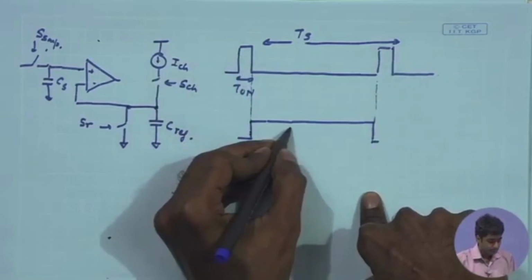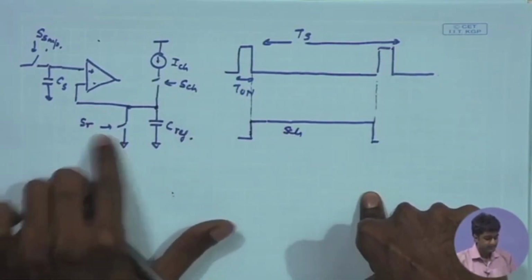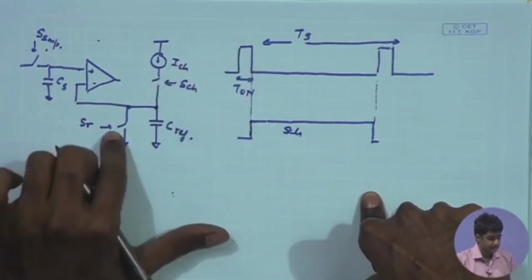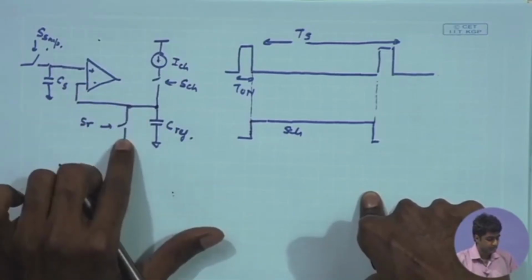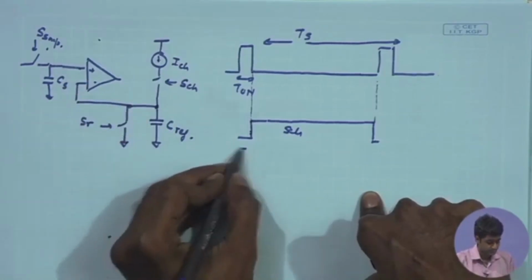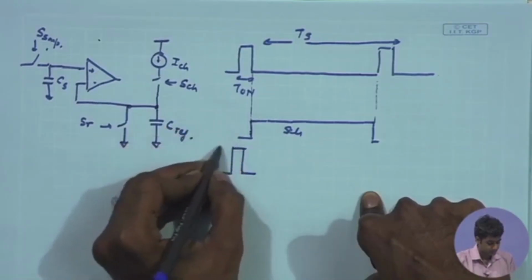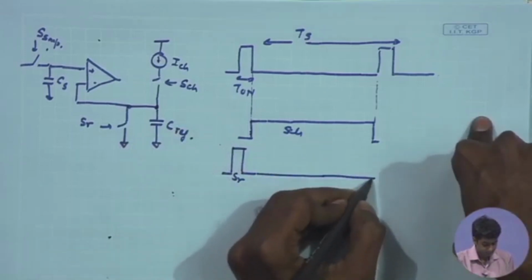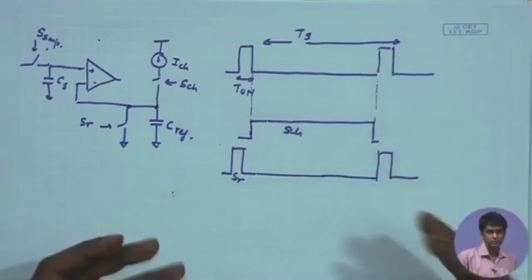And this is your S charge, and likewise I have the S reset. The S reset can coincide with the T on. So when the T on is on, you can have the S reset turn on, so that the reference voltage is anyway set to 0. So that can just be coincident with the S sample. This is the timing waveform that we expect, that we'll see how to produce using digital logic.